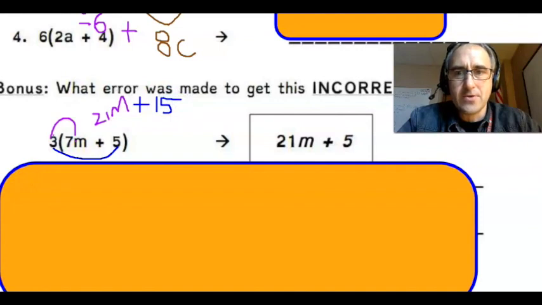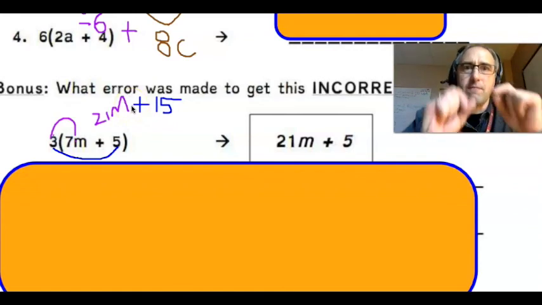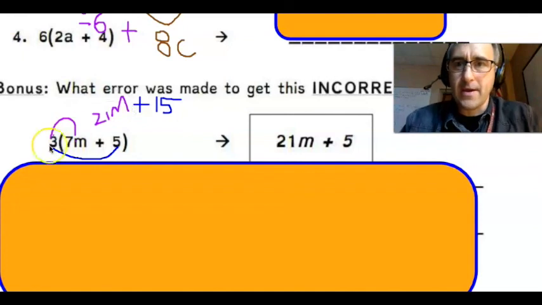What did they do? They forgot to multiply by the 3. They just threw the 3 up there. Remember, if you're sharing chips with some younger siblings or younger cousins, if you don't give both people chips, they get really mad. You need to share the 3 with everything in the parenthesis.